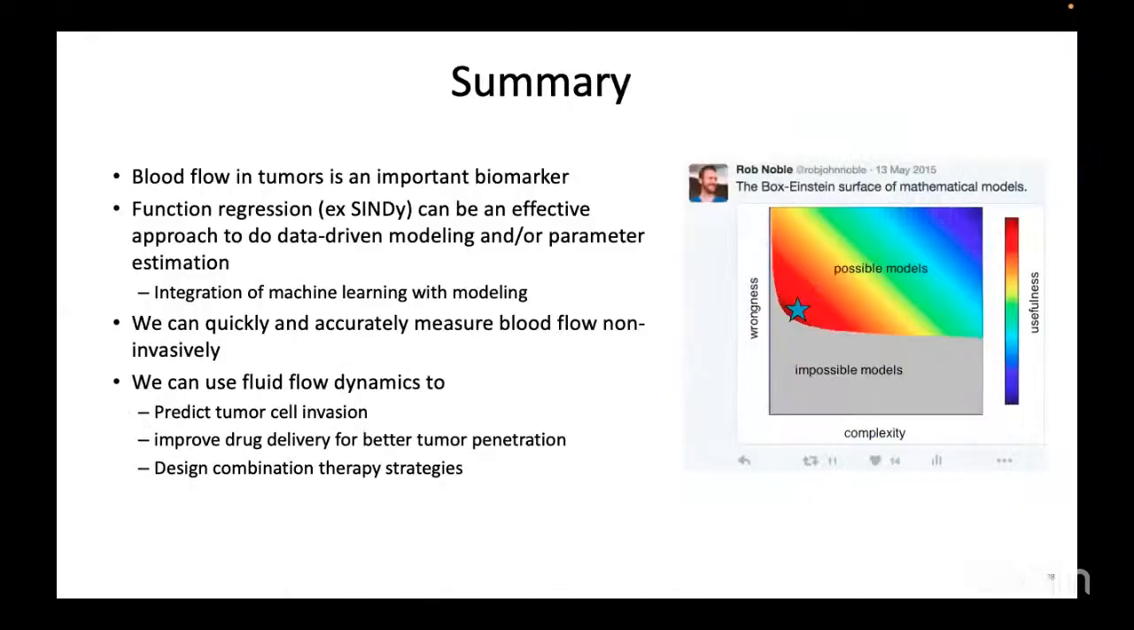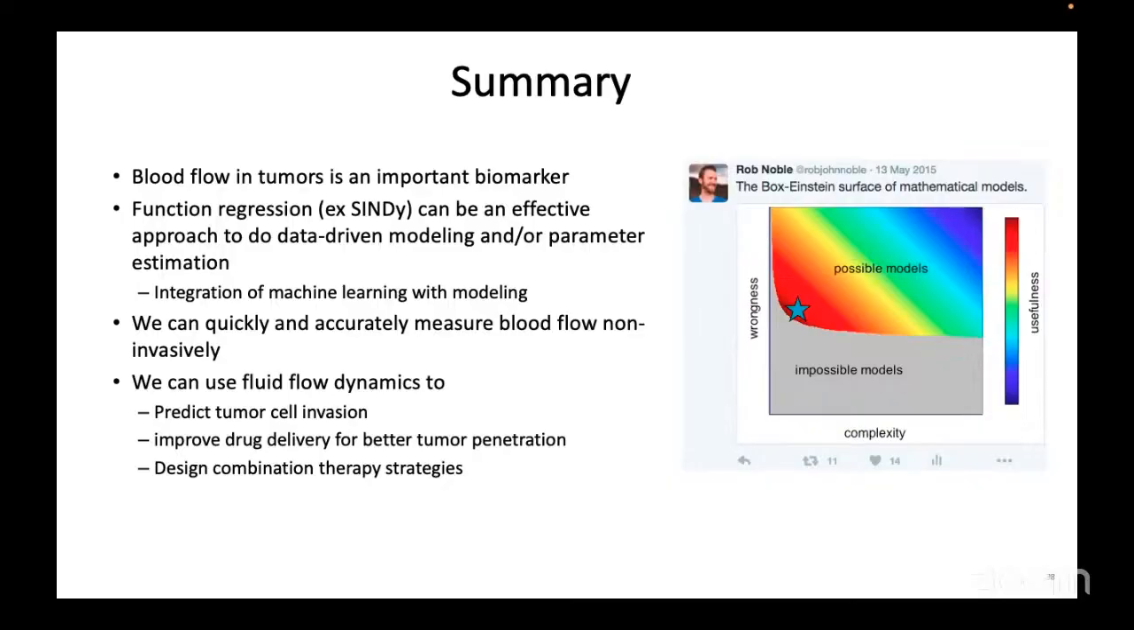Okay, so that is the summary. Rob. I put Rob's Box-Einstein space of mathematical models plot up here that he tweeted from 2015, because I told him last night after the poster session that I actually use this in teaching material for students when I teach. I'm talking about it, so I should just finish and then I'll summarize.